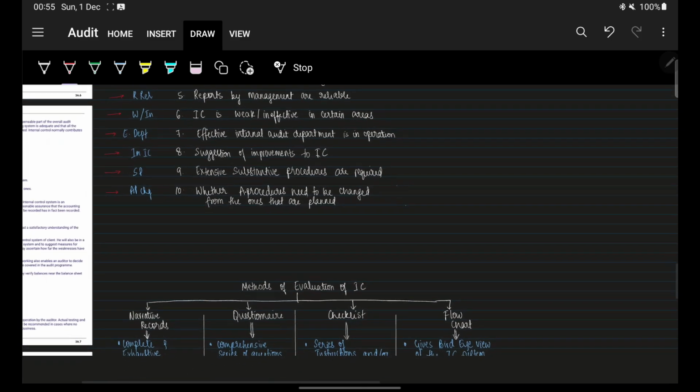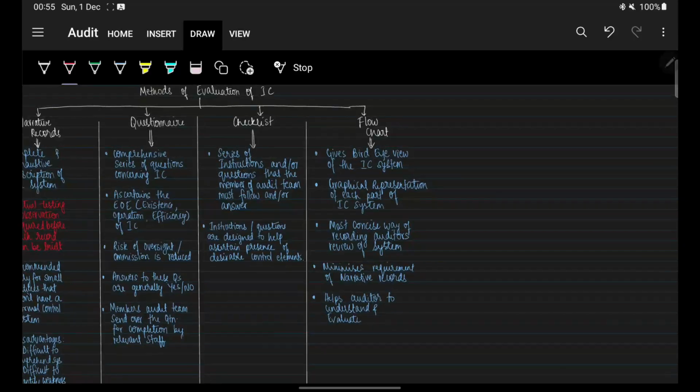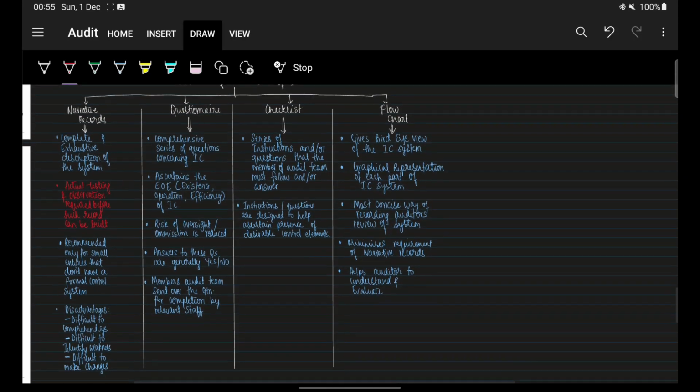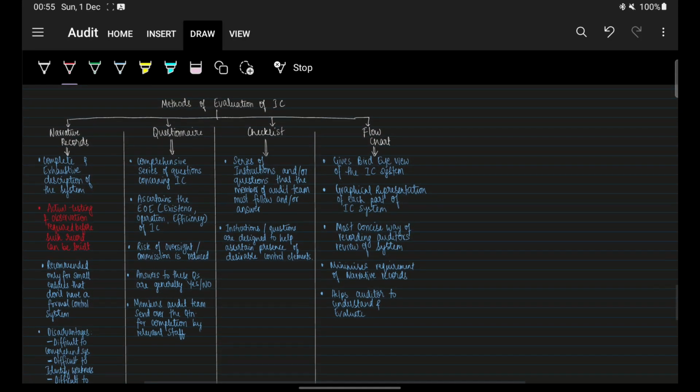Okay, next, fairly quickly we'll just go through the methods of evaluation of IC. Okay, how to evaluate. We saw what is to be checked. Now we are seeing what are the methods of checking, how to check.